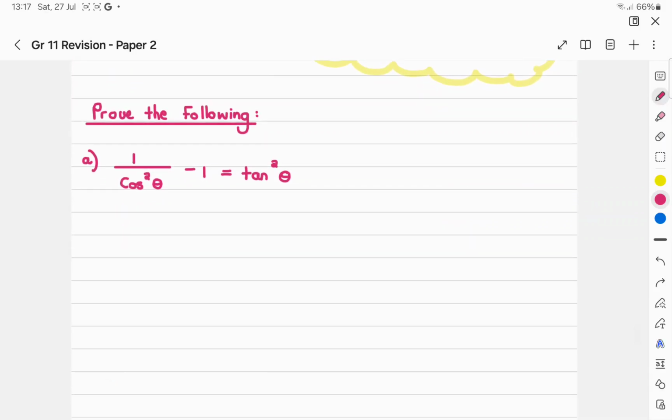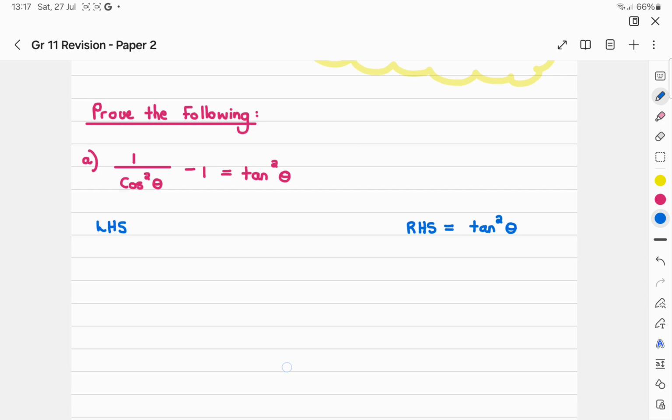So they will say to you, prove the following: 1 over cos square theta minus 1 is equal to tan square theta. People, very, very important: you have to do left-hand side and right-hand side. Please, please. Your right-hand side, normally you don't do anything to that side. You're going to wiggle and wriggle with your left-hand side, and hopefully it gives you the right-hand side.